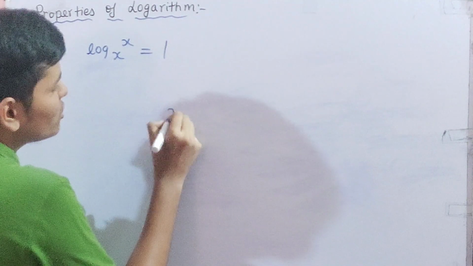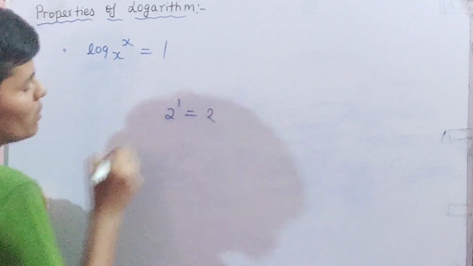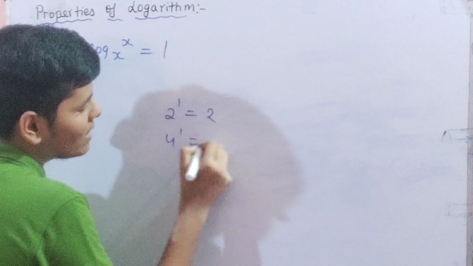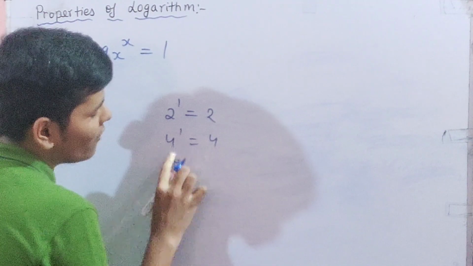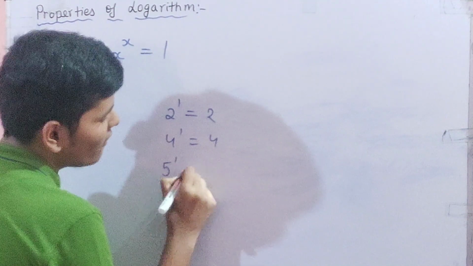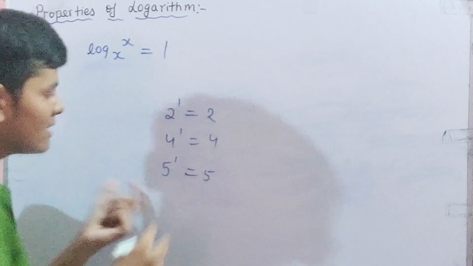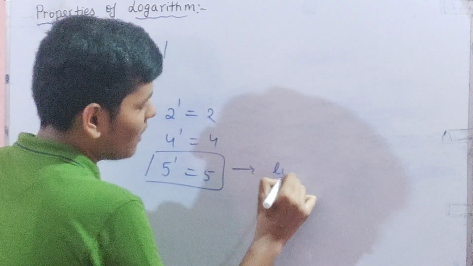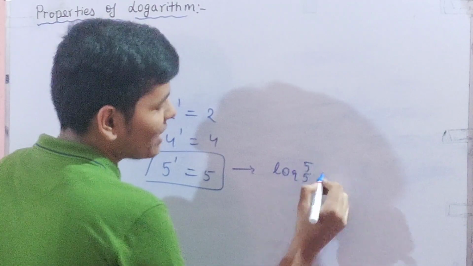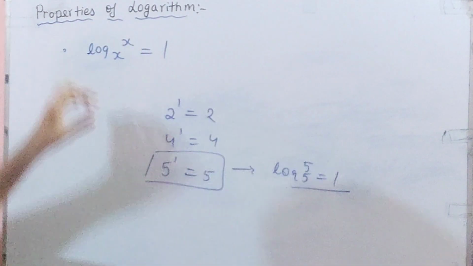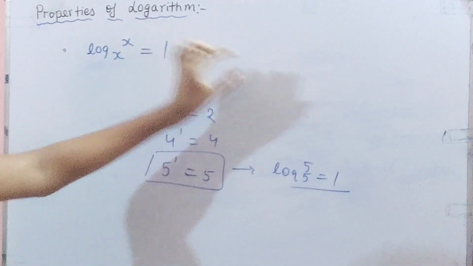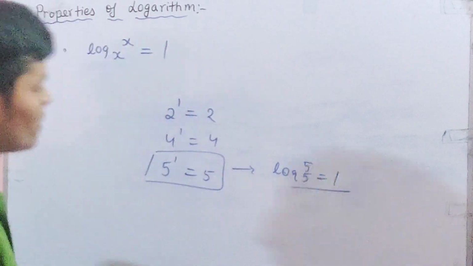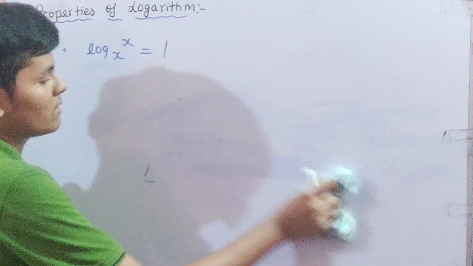How can we say that? 2 to the power 1 is equal to 2. 4 to the power 1 is equal to 4. 5 to the power 1 is equal to 5. If I try to take the logarithm of this value, how will we get it? This will be log of 5 to the base 5, that is equal to 1. So hence log of x to the base x is equal to 1. This was the first property.